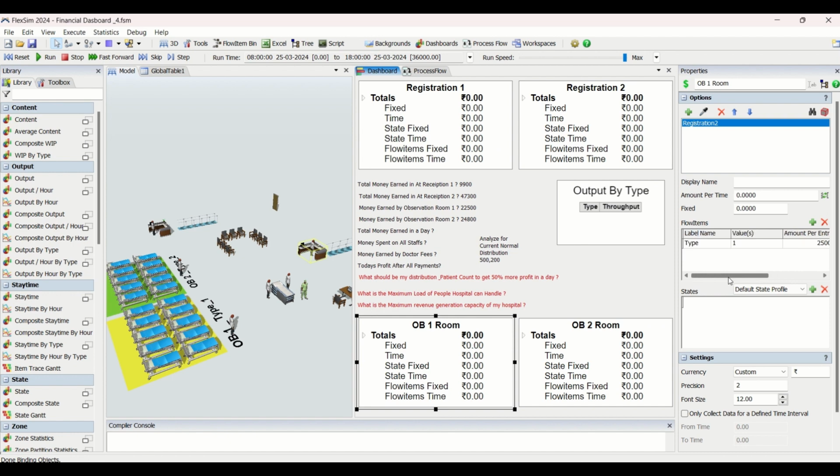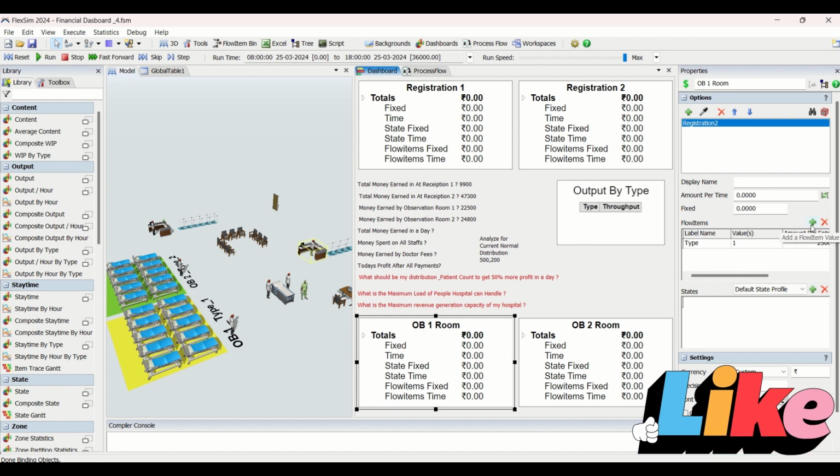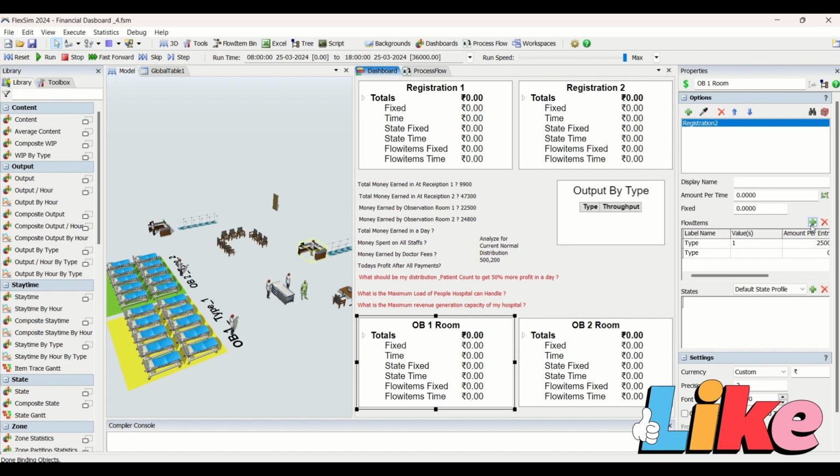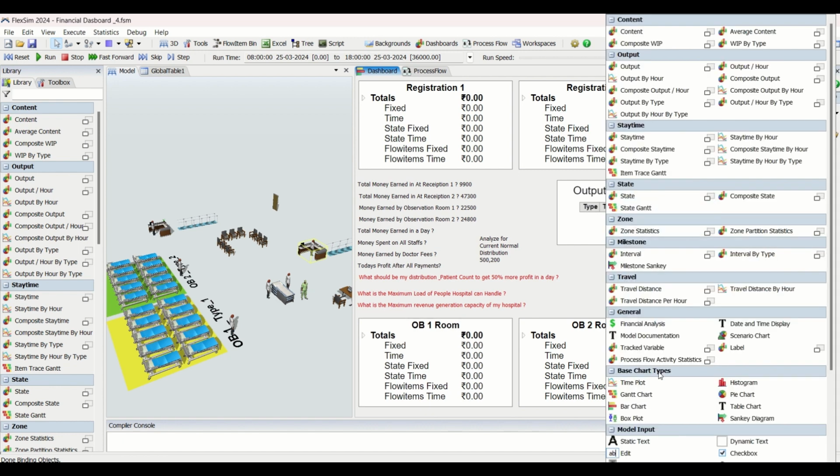So how is that added? Let us learn. Click on this plus button here. When we click on this graph, which is the financial graph, and double click in the dashboard, you will get a financial analysis.